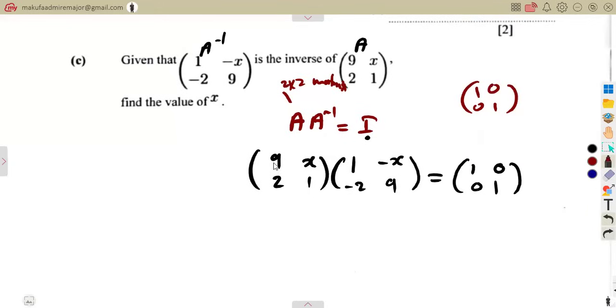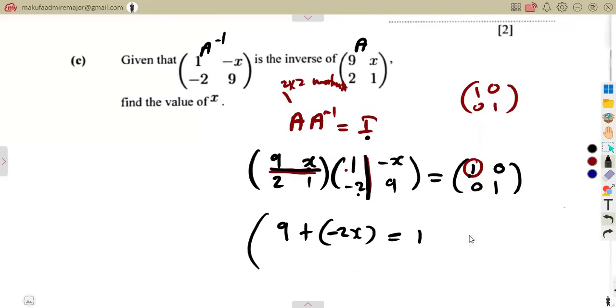So there's no need for you to multiply everything row by column. Just choose one row and a column. If you take this row and this column, whatever you multiply corresponds to 1. If you take this row and this column, whatever you take corresponds to 0. So in this case, I'm going to take this part. 9 times 1, which is 9, so you're going to have 9 plus, multiply the 2, the x and the minus 2, that's minus 2x. So this row and this column, I have multiplied it, and I'm supposed to obtain a 1 on that part. So instead of doing that, just form an equation like that and solve it.